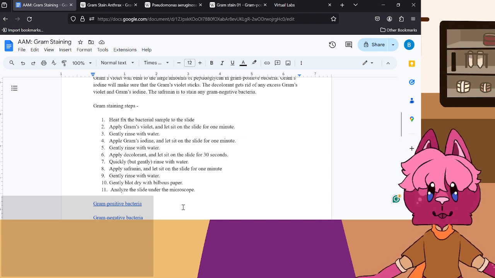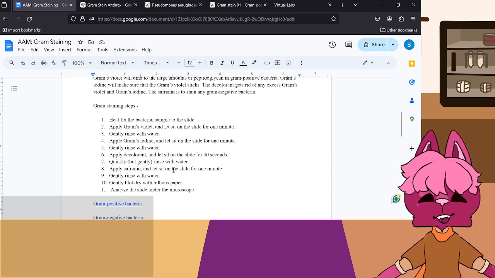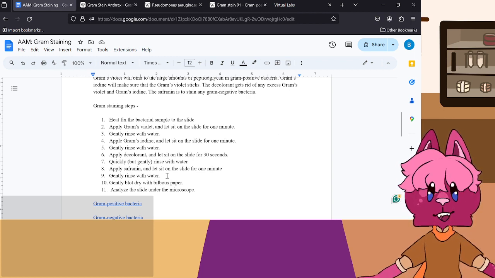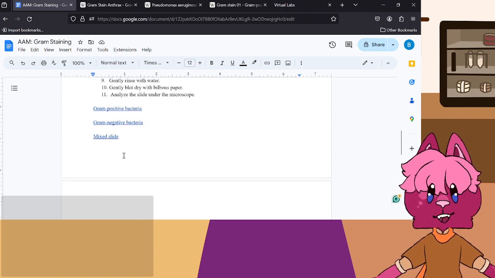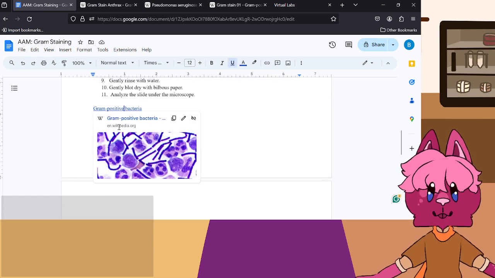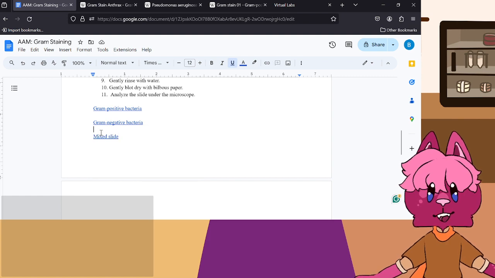Then rinse. I was going to say rinse and repeat, but after this, you gently blot it dry with bibulous paper, which is a special type of paper. It's very gentle, it's very thin. And then after you've blotted it dry, you analyze it under a microscope. And here are the image sources that we just went over: gram-positive, gram-negative, and mixed slides. These were some good images.